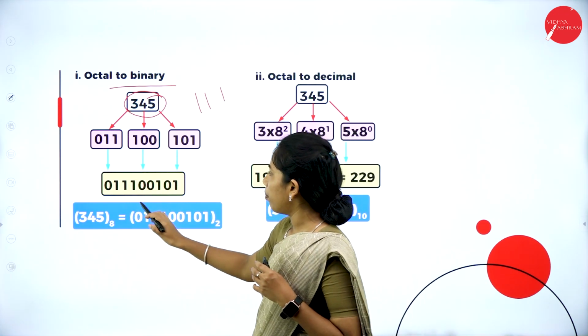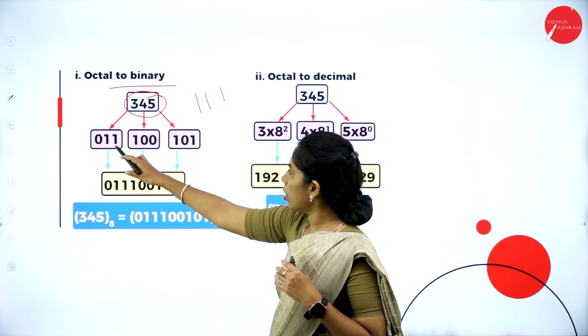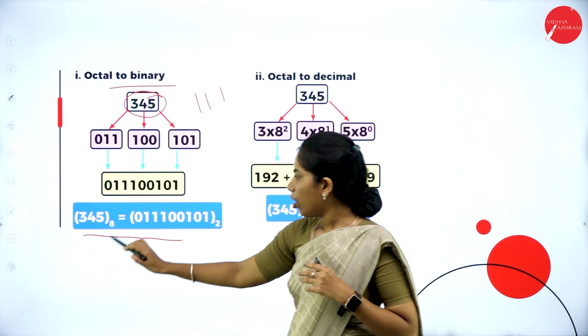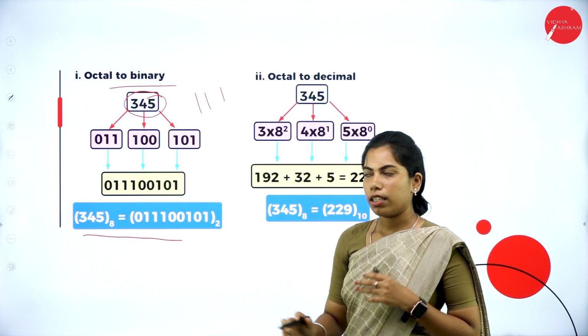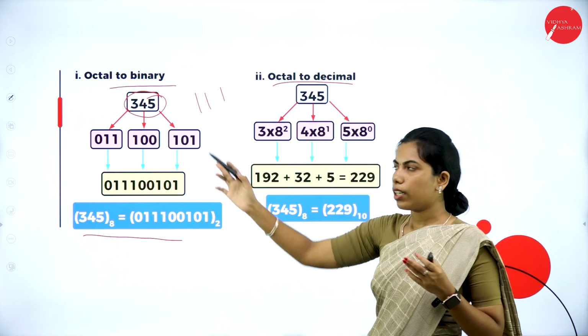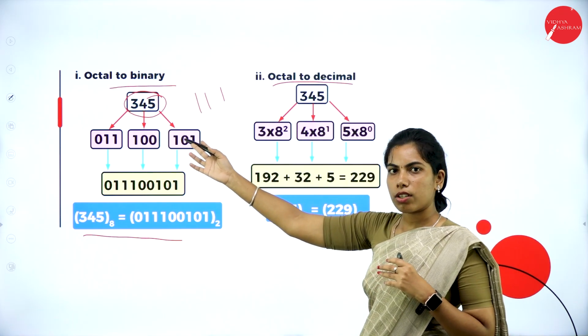Octal number to binary: 0, 1, 1, 0, 1, 1, 1, 0, 1, 0, 1. This is my octal to binary. Got it? So here you can see another pictorial representation, octal to decimal. Octal to binary is already over, right?